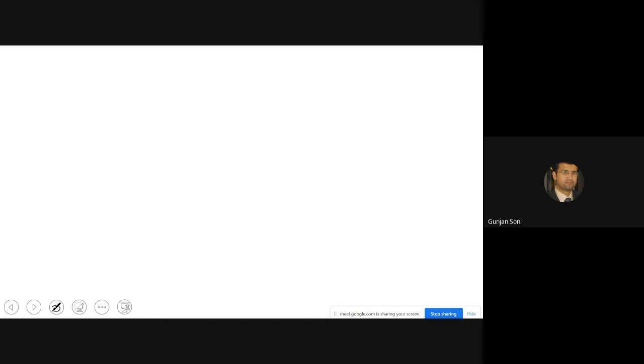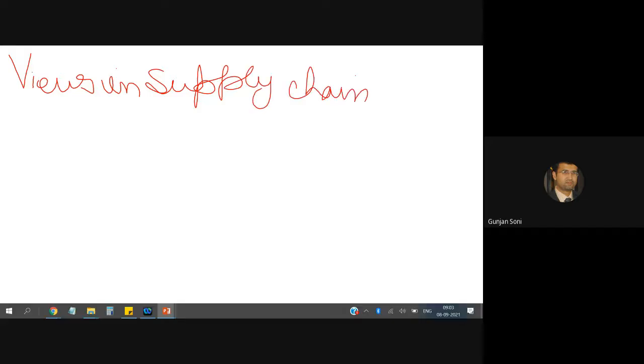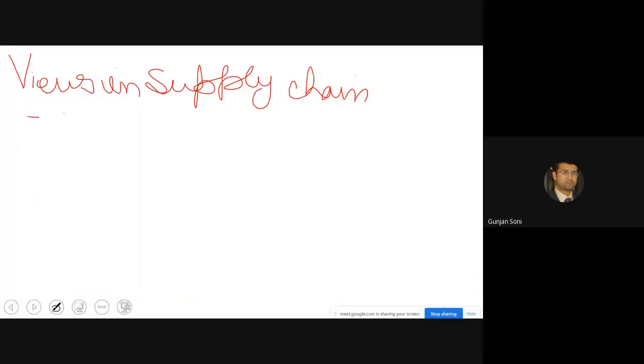There is a cycle view, which you can say is the process view, and another view, the push pull view. Cycle view and push and pull view.